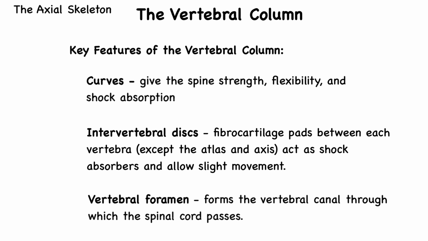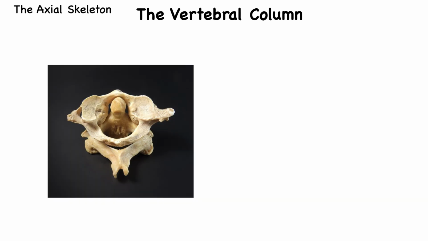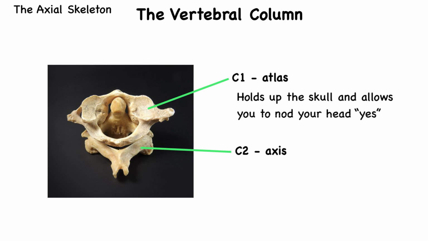Now, a couple of things we can talk about that is very interesting about the vertebral column is that at the very top we have C1 and C2. So C1 is referred to as the atlas, and C2 right underneath it is referred to as the axis. These are the top 2 cervical vertebrae, and they are specialized for supporting and rotating the head. The atlas, or C1, holds up the skull like the mythical figure it's named after. It forms the joint with the occipital bone of the skull and allows you to nod your head yes.